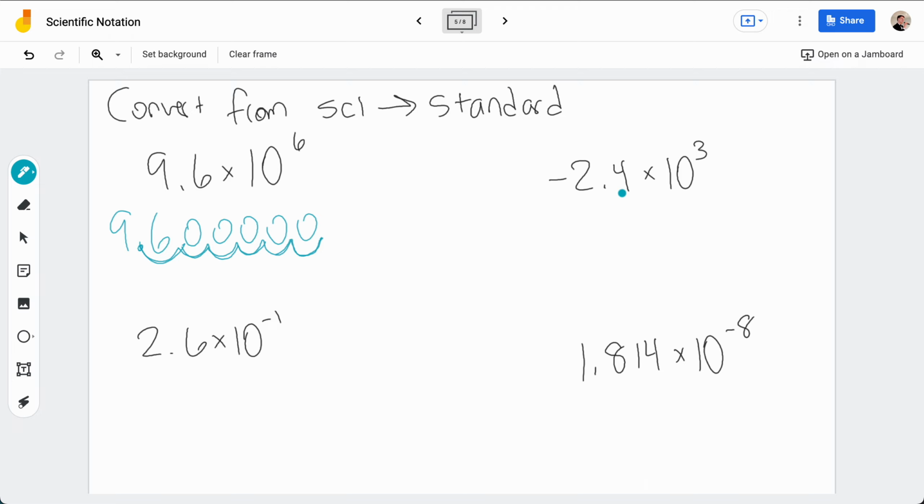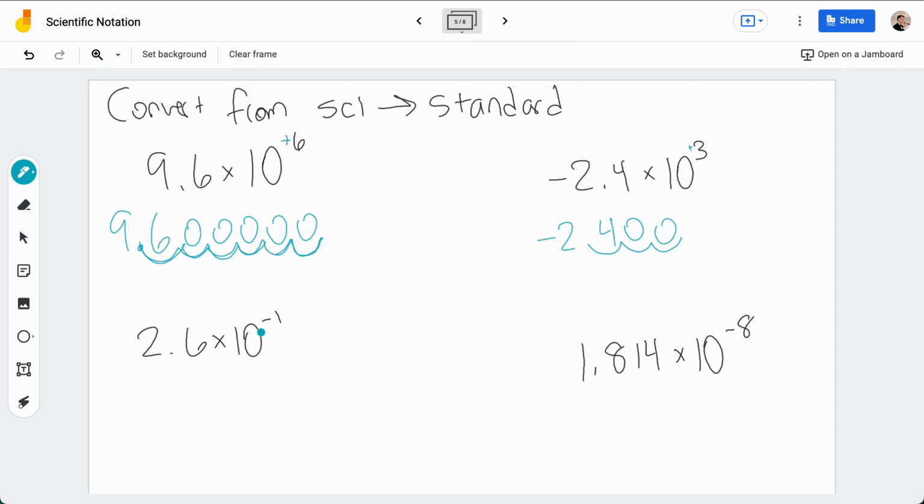This one, negative 2.4 times 10 to the 3rd. Again, the negative sign out front here doesn't affect anything. You would just keep your answer negative. So it's going to be negative 2, and then we want to move the decimal point 3 spots, right? So 1, 2, 3. Negative 2,400, right? After you do this, as long as your exponent is positive here, you should end up with a number that has a larger absolute value, right? So 2,400 is bigger than 2.4. 96, big number, is bigger than 9.6, right?